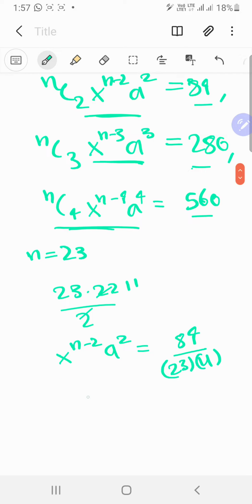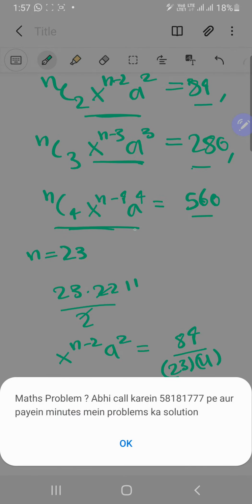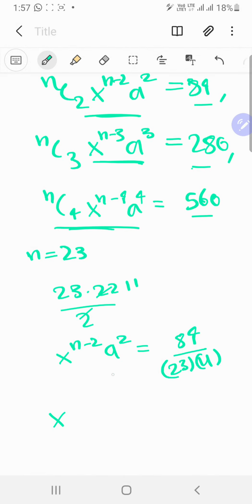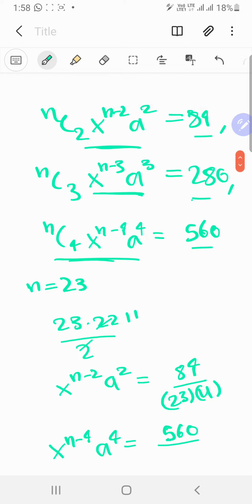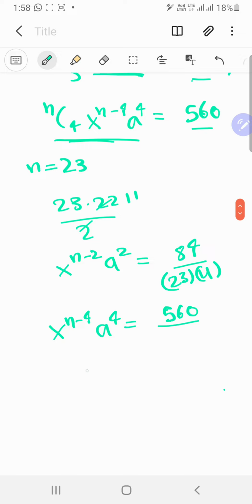Okay, and then you will also have x power... What I see is that the ratio is somehow the same over there, so we can use that. But okay, whatever. We'll just see what happens. So let's use this equation instead. x power n minus 4 and then a power 4 is equal to 560 upon this guy, 23 choose 4. Let's see what that turns out to be.